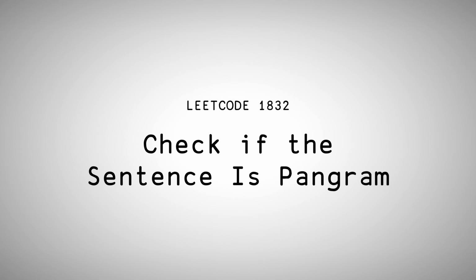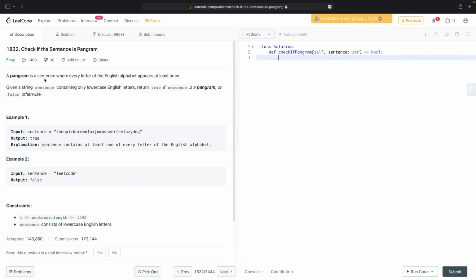Today we are doing the check if the sentence is pangram problem. A pangram is a sentence where every letter of the English alphabet appears at least once. Given a string sentence containing only lowercase English letters, return true if sentence is a pangram or false otherwise.